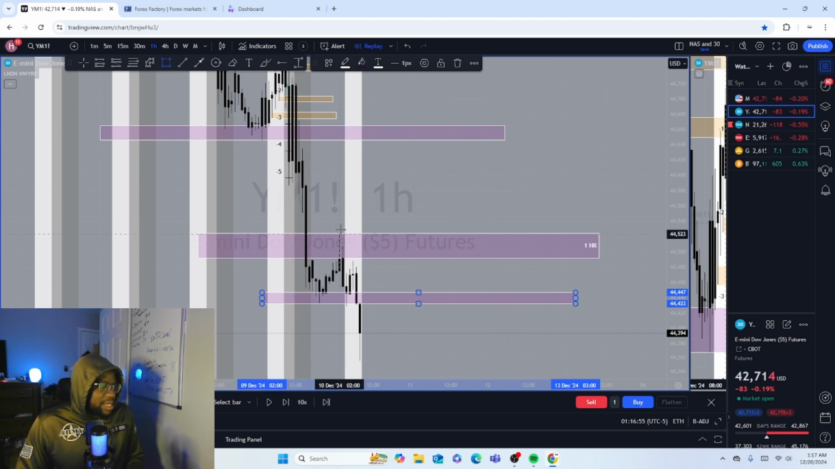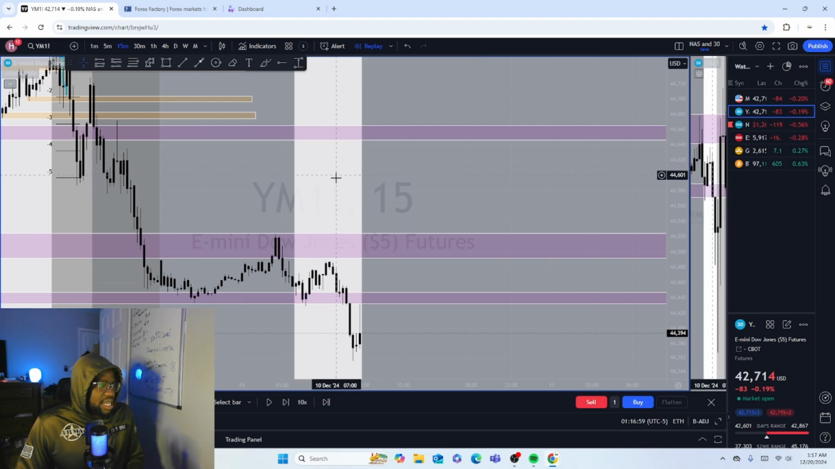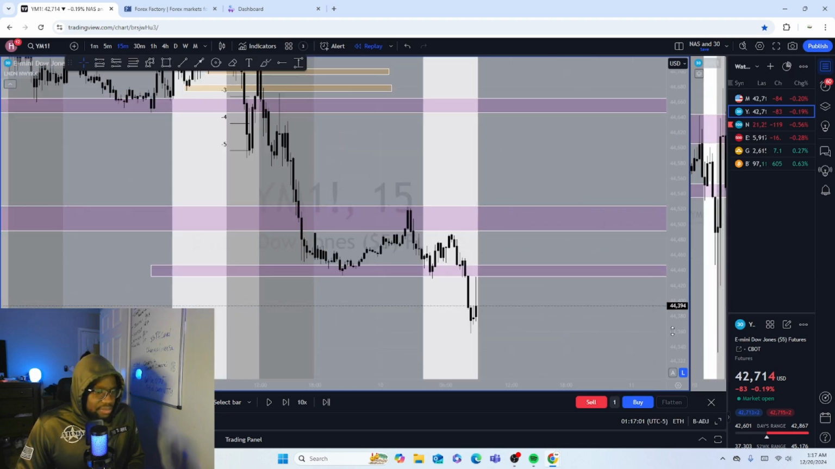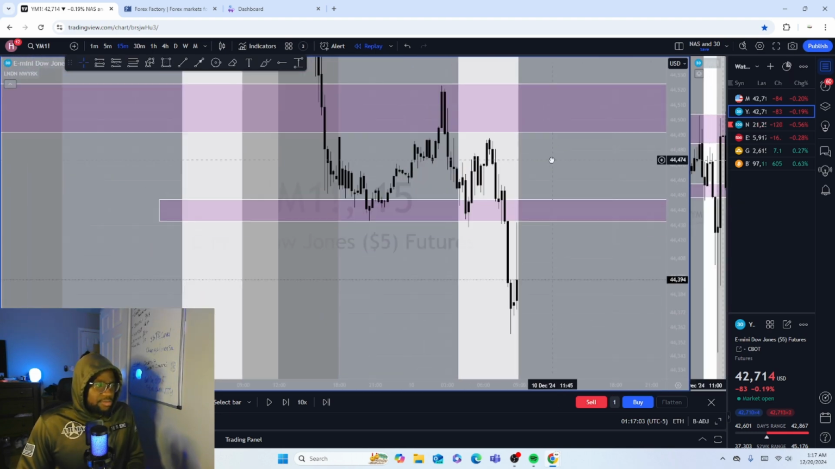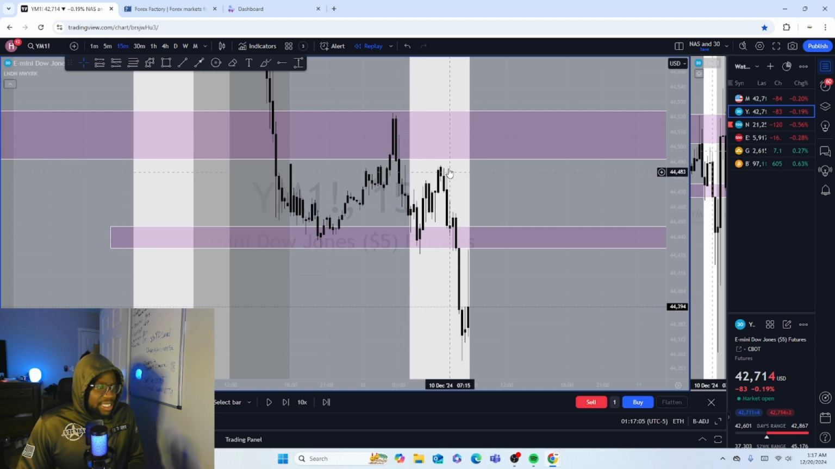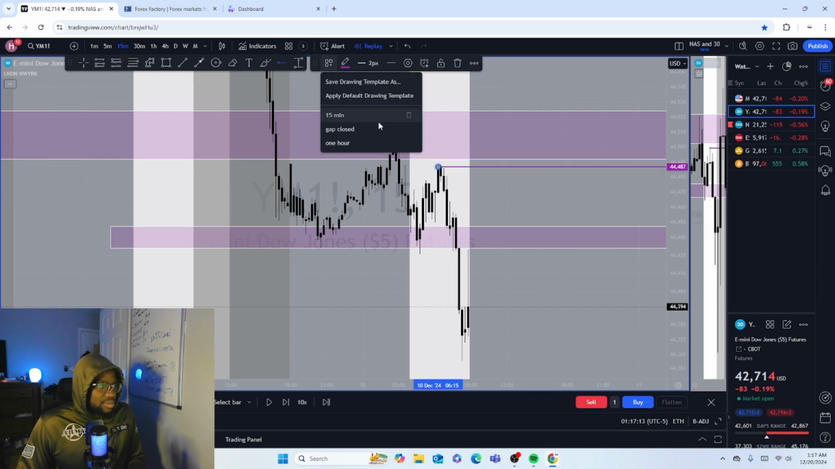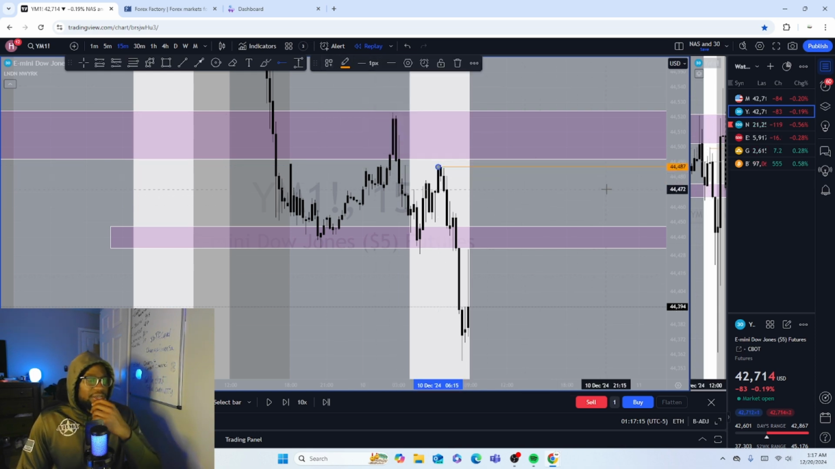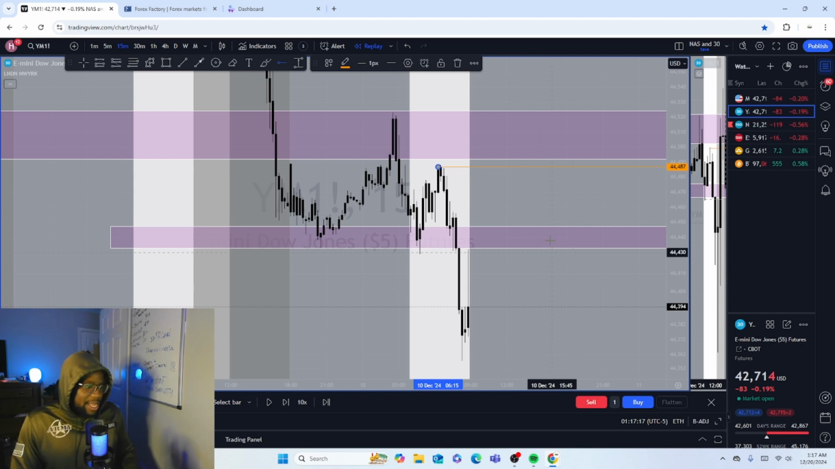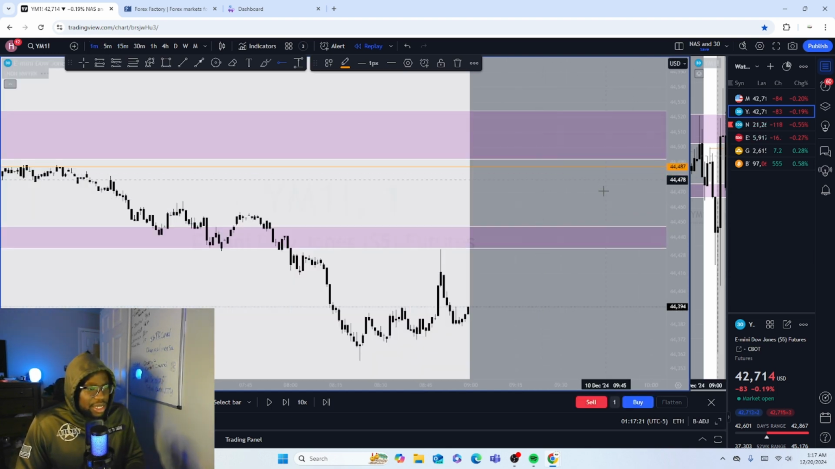1 hour time frame. I think I marked off everything. Let's drop down to the 15-minute time frame. I see this right here. I'm not even gonna draw the area because it's so small, so I'm just gonna boom, 15-minute area, orange line. I don't see anything else, so let's just drop down to the 1 minute and fast forward the clips.